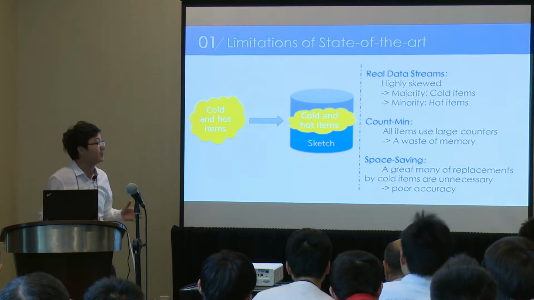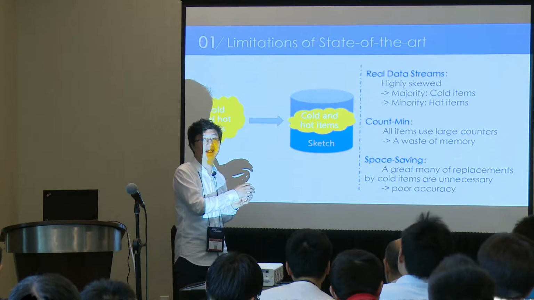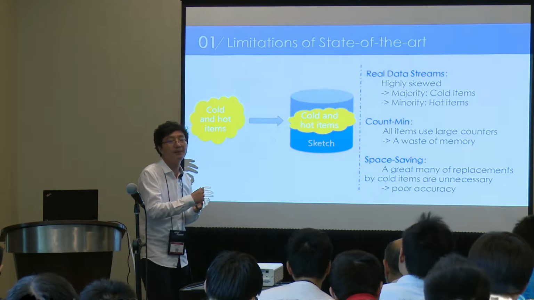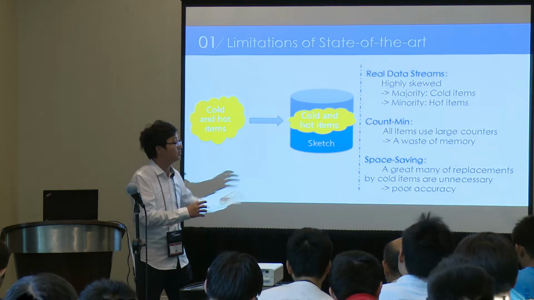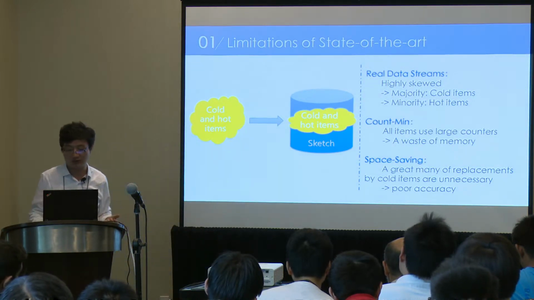For Space-Saving, each cold atom will enter the min-heap and increment the frequency by 1. So it will lead to poor accuracy for Space-Saving.